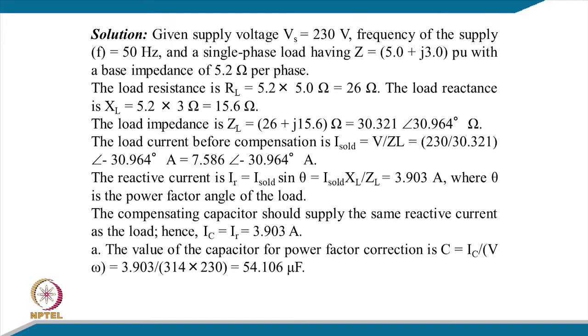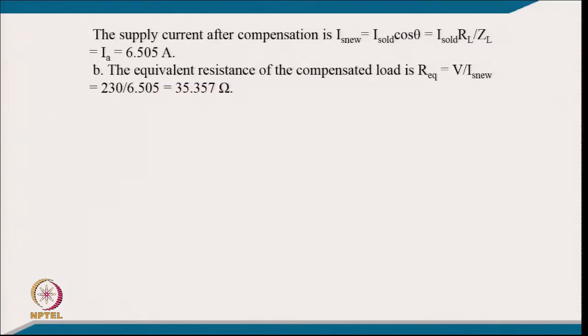So, we can keep the value, let us say IC 3.903 divided by omega, here for 50 hertz is 2 pi f, that is 314, into 240. So, it comes like 54.106 microfarad. So, if that much capacitor we connect in parallel, then certainly we get a unity power factor load. Now, we can find out what is the supply current after the compensation.